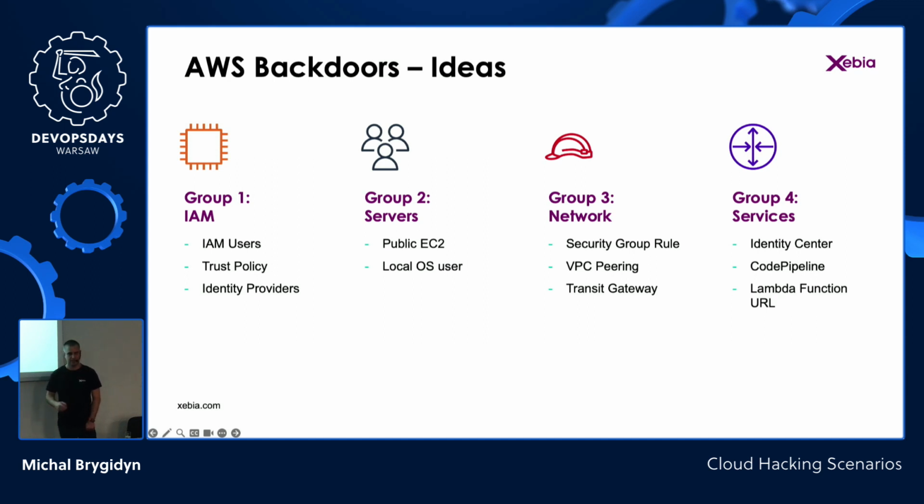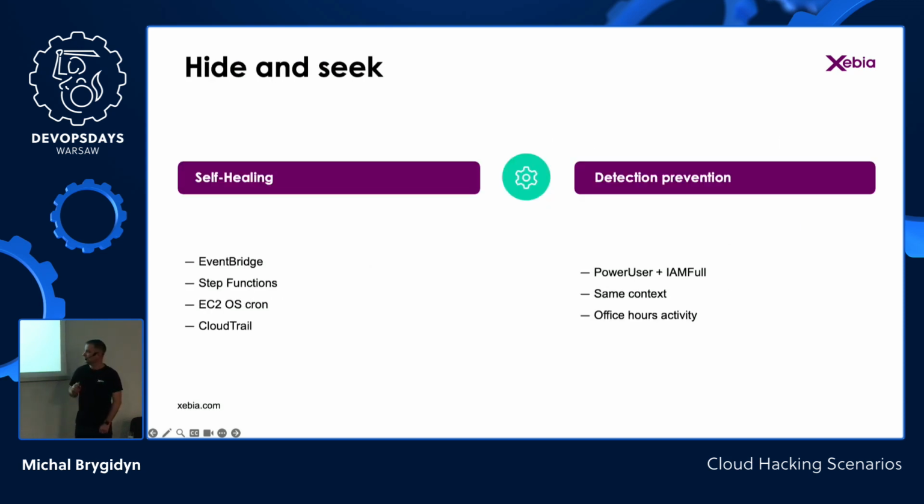I can integrate it with my GitHub repository. Whenever I push a change to my Terraform in my GitHub repository, it will trigger the CodePipeline, CodeBuild, and it will rebuild my backdoors on your account. And Lambda function URL, if I want to trigger something on your account, I can create a Lambda with a public URL, and anytime I trigger that URL, it will do something like rebuild my backdoors on your account.